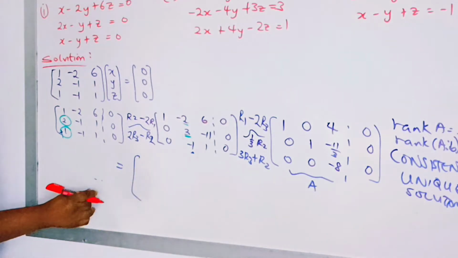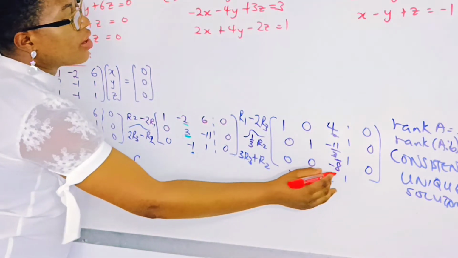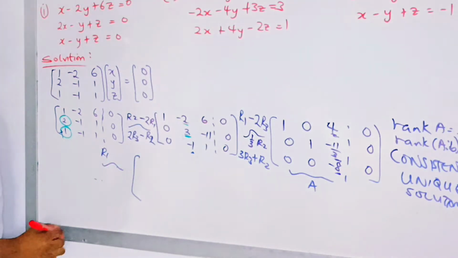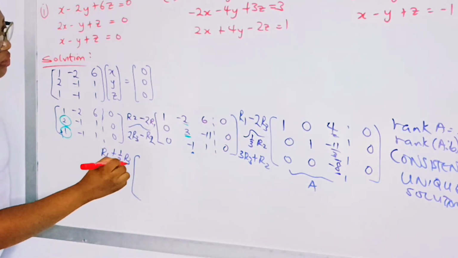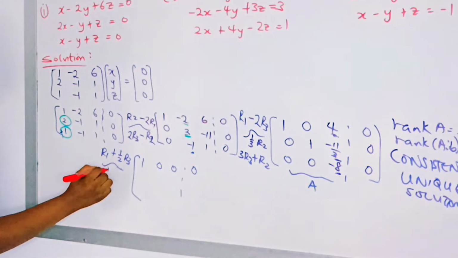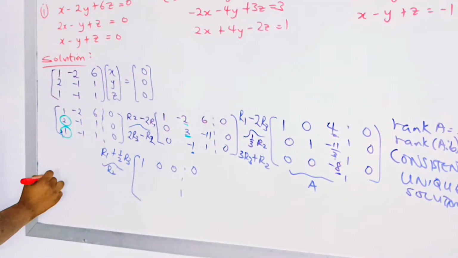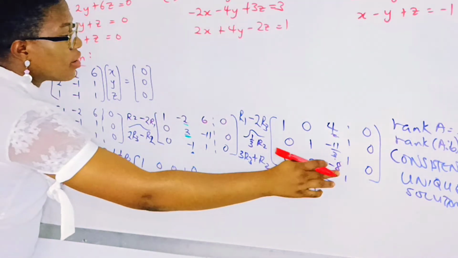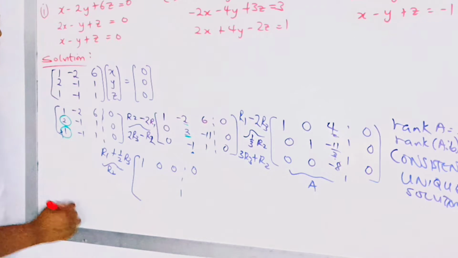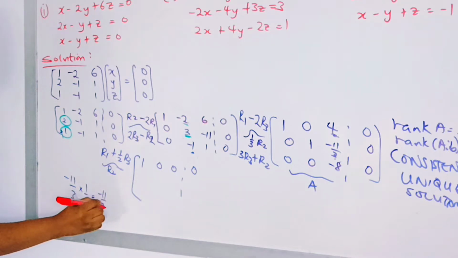So I'm going to reduce it again. Are we together? Yes. I want this to be 0, and this to be 0, and then this to be 1. So how do I make that 0? I have row 1 plus half row 3. So this will give me 1, 0, 0, 0. And then row 2: I have minus 11 over 3, so I can divide by 8. Minus 11 over 3 times 1 over 8 is minus 11 over 24.